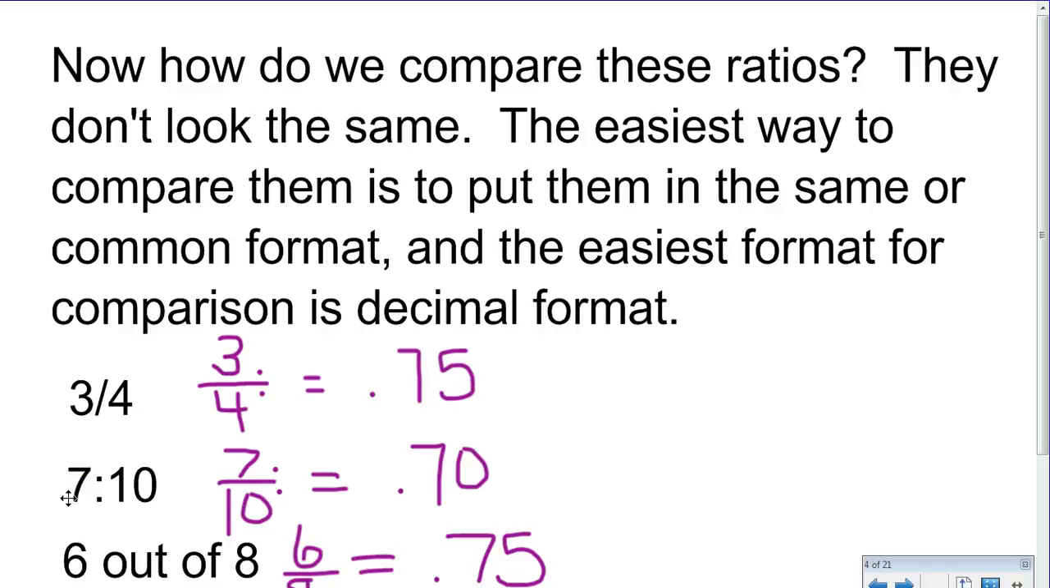We do the same thing for 7 to 10. It becomes the fraction 7/10. When we divide the 7 by 10, we get the decimal 7/10. And for 6 out of 8, it becomes 6/8, which when you divide 6 divided by 8 becomes 75/100. Again, it's much easier to compare these numbers now. You can now see that 3/4 is equal to 6/8, and 7/10 is just a little bit smaller.